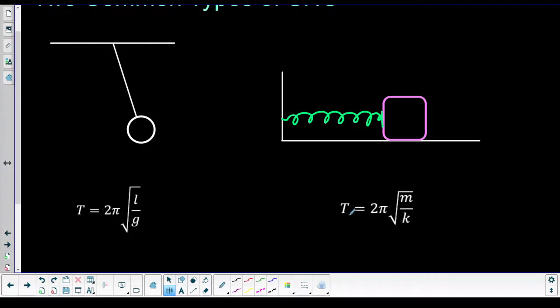Our mass here, it makes sense that if this thing is heavier, it would be harder for the spring to push it, right? So instead of having the length of our pendulum at the top, we have the mass of the thing on the end of the spring. The heavier this mass is, the less acceleration that this spring can give to it. So it increases the time it takes for the simple harmonic oscillator to oscillate back and forth.